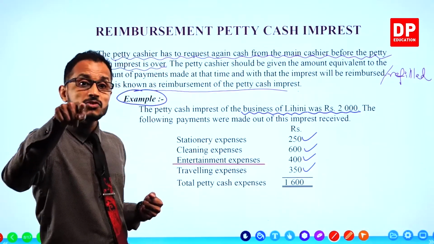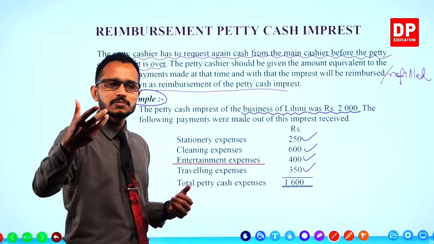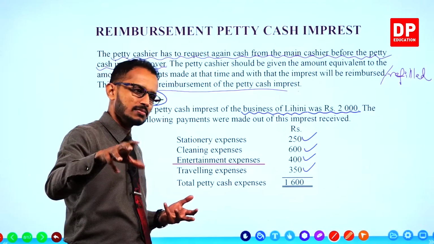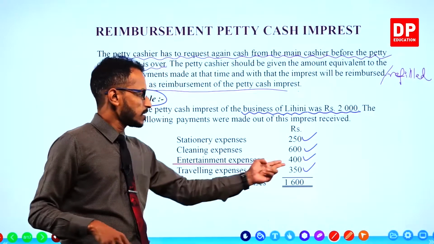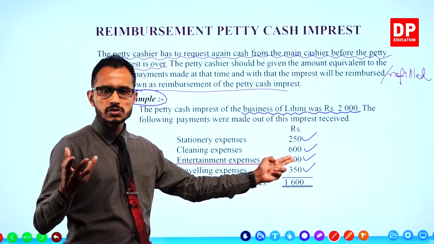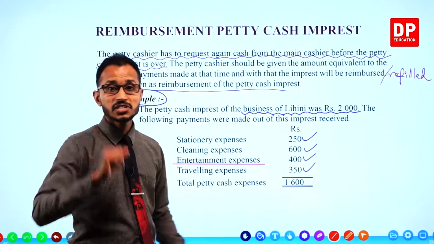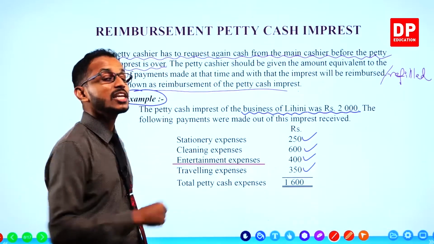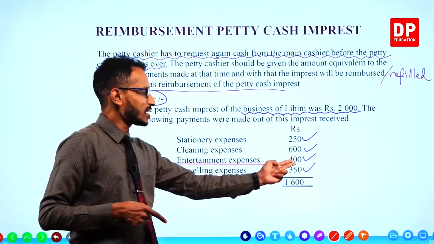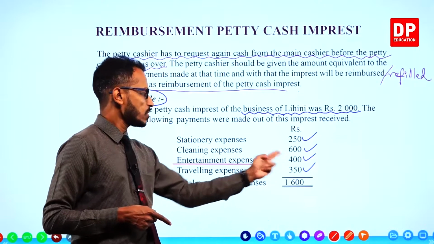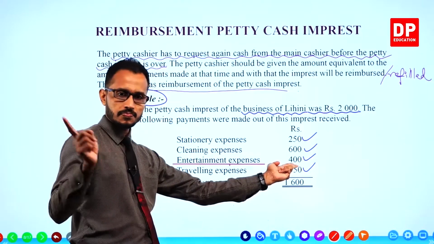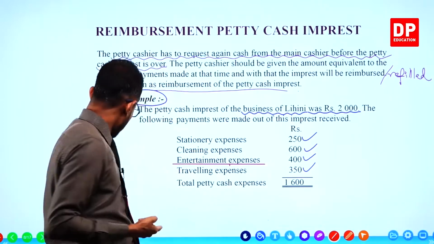The money which is spent for those tea bags and tea leaves and sugar and milk powder, those things are bought with the petty cash from the petty cashier. Those expenses are normally referred to as entertainment expenses, right? Okay. Right.